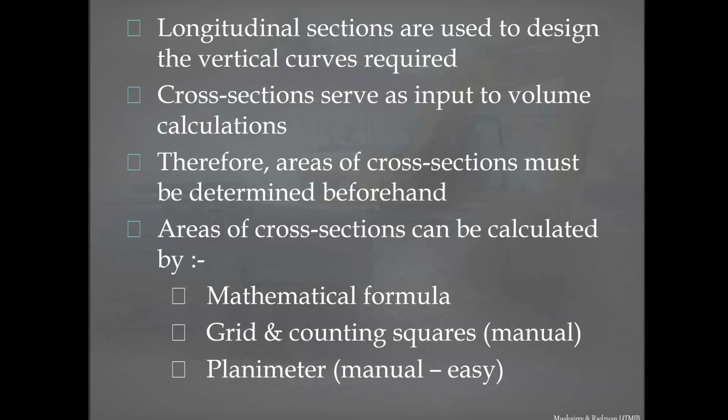You could either use a mathematical formula, or if you want a very simple approximation, grid and counting squares would be good enough. And if you have access to a planimeter, I would say a planimeter would be the best way to go if you're doing it manually. Okay, this is if you have a graphical representation of the cross section, and you've drawn the cross section on paper, on a plan, and you need to find the area. So I think a planimeter will be the best tool to use. Okay, but if you're interested in calculating the cross section, there are formulas that you can use, and you can find them in the reference book that I've recommended.